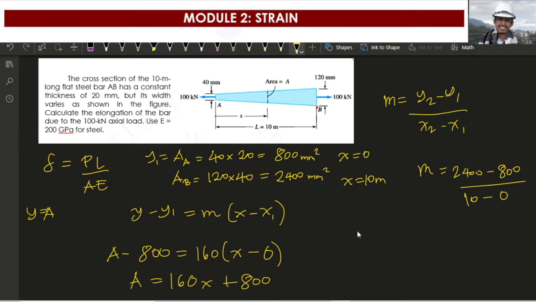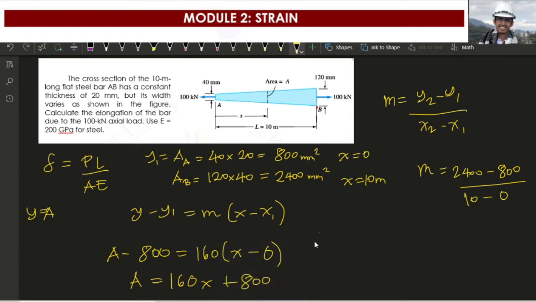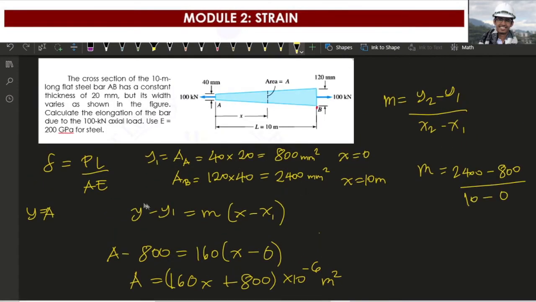So this is unit nito will be times 10 raised to negative 6. So this is naka mm squared kasi siya, kaya i-convert natin into meter, square meter. Okay? So yan yung magiging area natin.